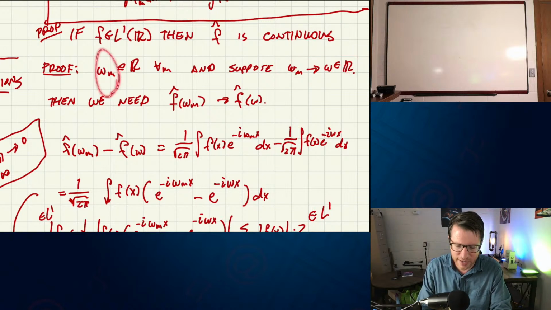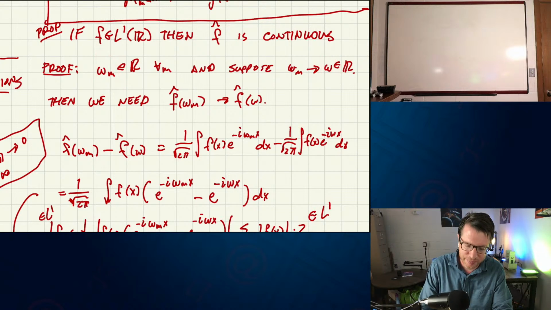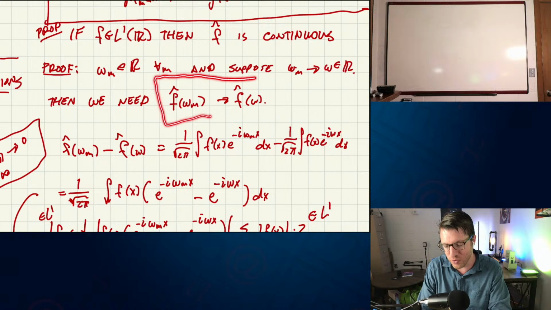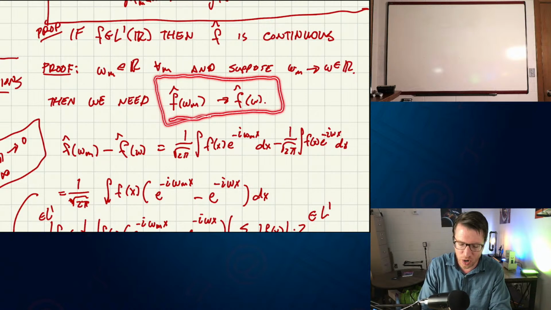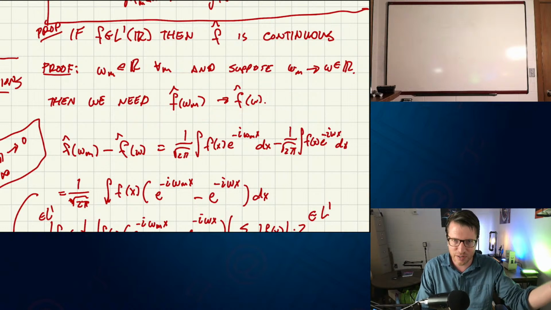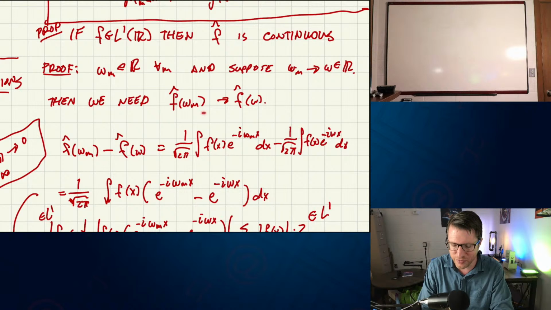So we have our omega m's converging to omega in R. And then if we want to show a function is continuous, we take this arbitrary sequence, throw it inside of our function, and show that the images converge too. So we're sort of showing that the mapping of omega m converges to the mapping of omega.